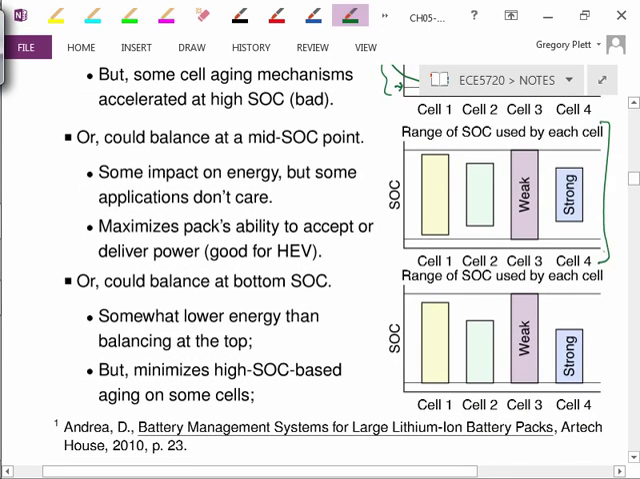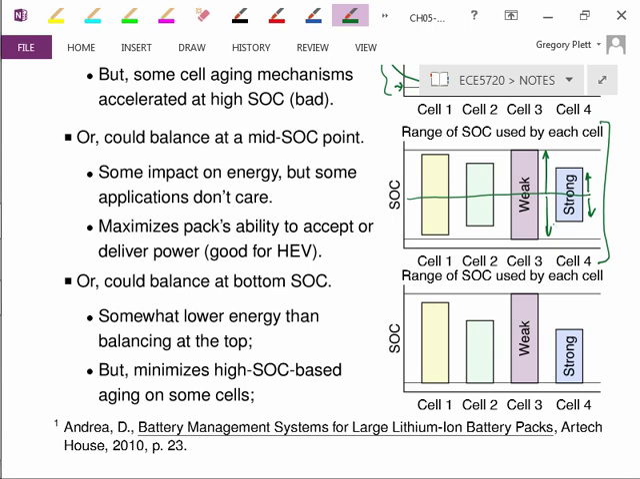So suppose the midpoint is 50%: when one cell is at 50% state of charge, then they all are at 50% state of charge, meaning that the strong cell does not really go very far away from 50% state of charge ever, but the weak cell still experiences its entire range because it's the weaker cell. The cells are not at as high a state of charge range as in the previous case, so the voltages are not going to be as high, so there's going to be some impact on the energy storage capability.